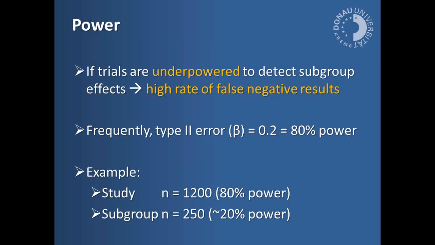Frequently we use a type 2 error of 0.2, so we have 80% power. As an example, if the entire study has 1,200 patients, we have 80% power. If we divide those now into subgroups of 250 patients, we have just 20% power. So we have a high chance of false negative results.